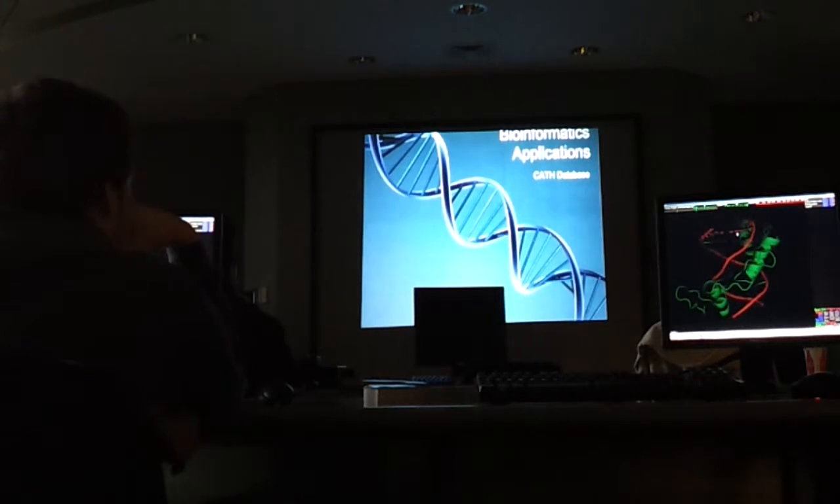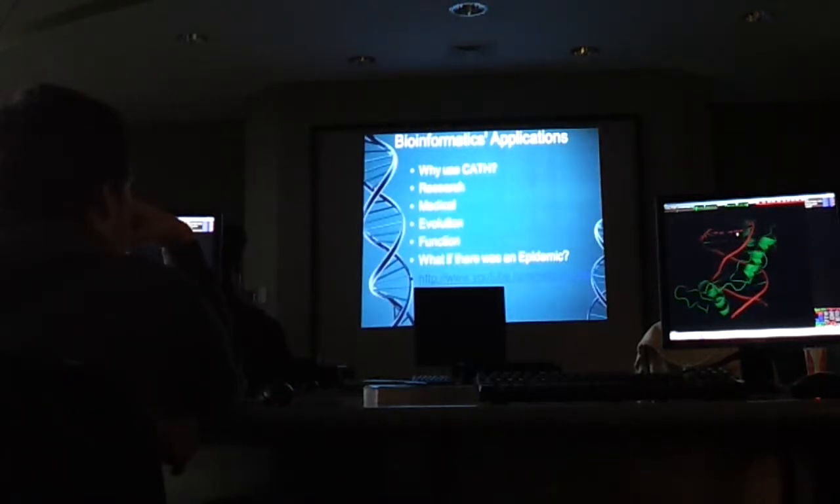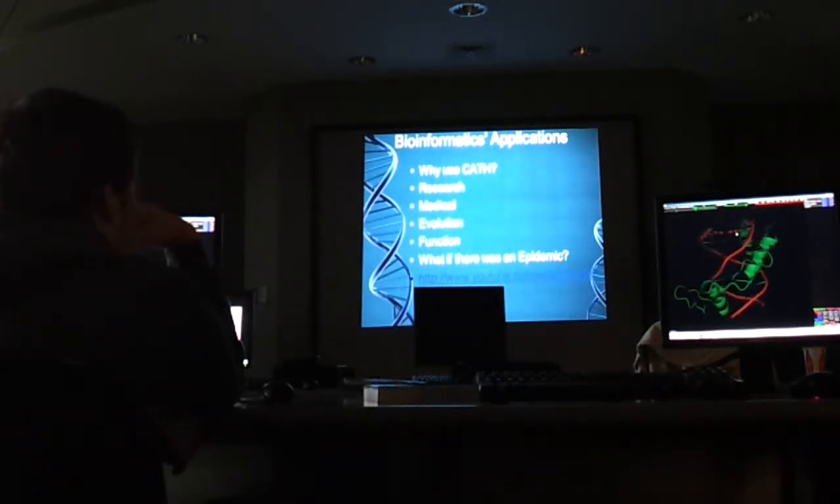Alright, today we're going to be talking about the CATH database, and you're probably wondering what the CATH database is. Well, a database is usually a collection of something, and the CATH database is a collection of protein domains, and that's actually what we're just looking at, different domains of proteins. And why use CATH? You can use it for research. If you're dealing with a protein, you can run the domains and find out different information. You can use it for medical because drugs deal directly with proteins and enzymes.